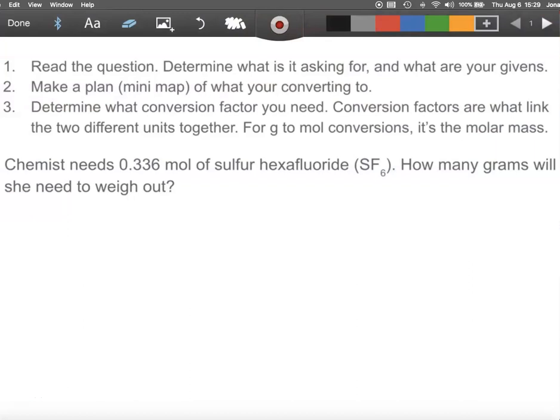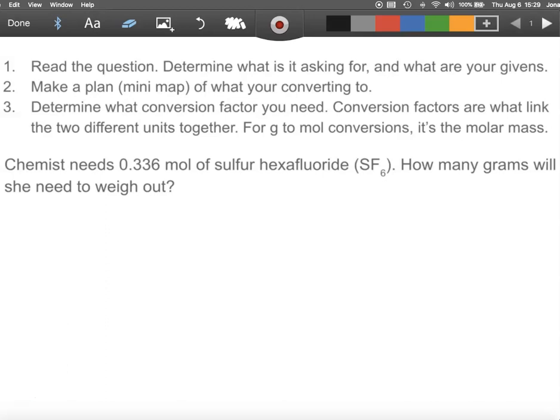We're going to go over how to solve gram to mole and mole to gram conversions of similar substances. As with any problem solving, you always want to start off by reading the question and determining what the question is asking you for. What does it want you to convert to, or what does it want the final answer to be? Then you need to go back through and look at what they gave you to start off with. What am I going to be beginning with to convert in the first place?